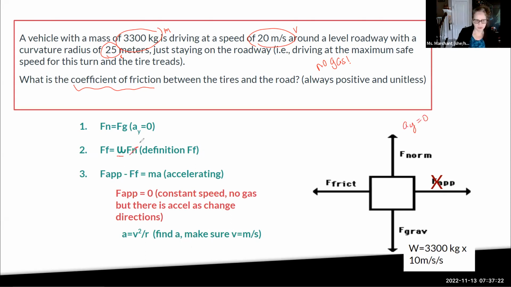So we know our force of normal is mass times gravity. We don't have a force applied, and we have a force of friction. Can we find that number yet? Not quite yet. Do we have our mass? 3,300. Do we have our acceleration? Yes. Here's how we find it.